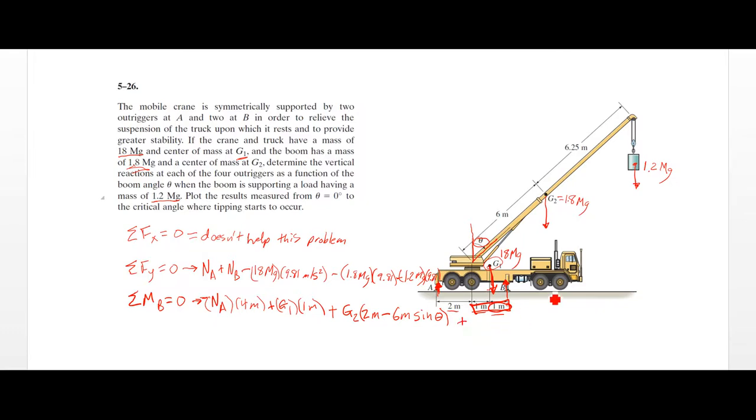Then we'll add, and I'm going to call this G3, so the load up here I'm calling G3. It's a poorly written G. G3 times, still have that plus 2 meters, so that's where that center of rotation is happening, where our theta is changing. And now, instead of just 6 meters, we have 6 meters plus 6.25 meters, minus 12.25 sine theta. Alright, so that's our moment.